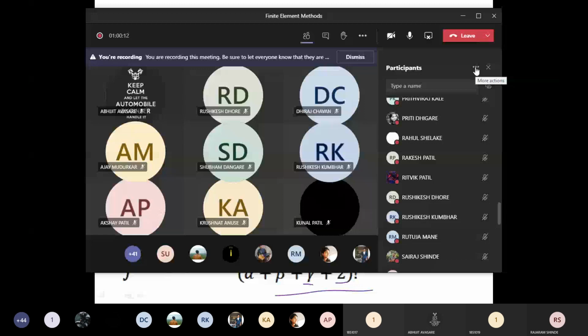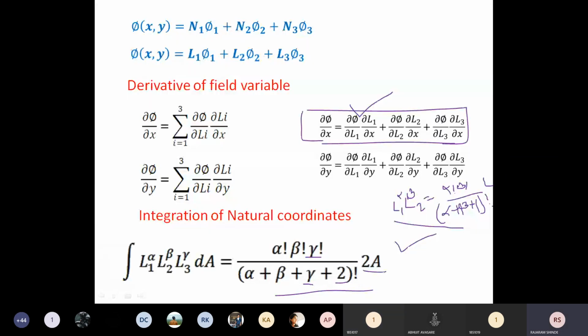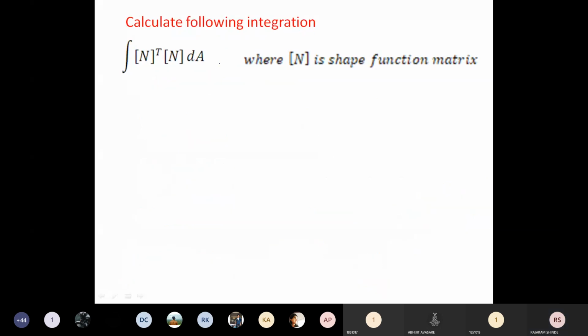Now, next one. This one is the equation for the interpolation polynomial in terms of the natural coordinate system. Okay. Now here it is a function of L1, L2, and L1, L2 is a function of x and y. Now, after that, we will go for the numericals on this. Now see here, the same problem which we have solved for the one-dimensional element, that same problem I am going to take here for the two-dimensional element.